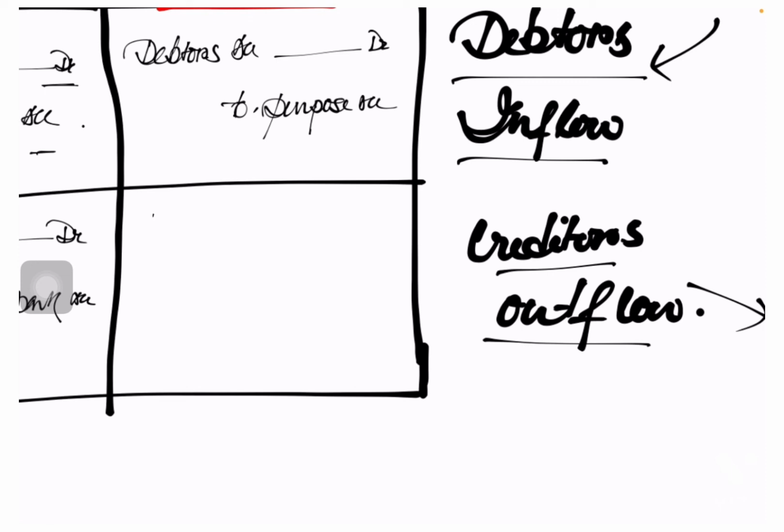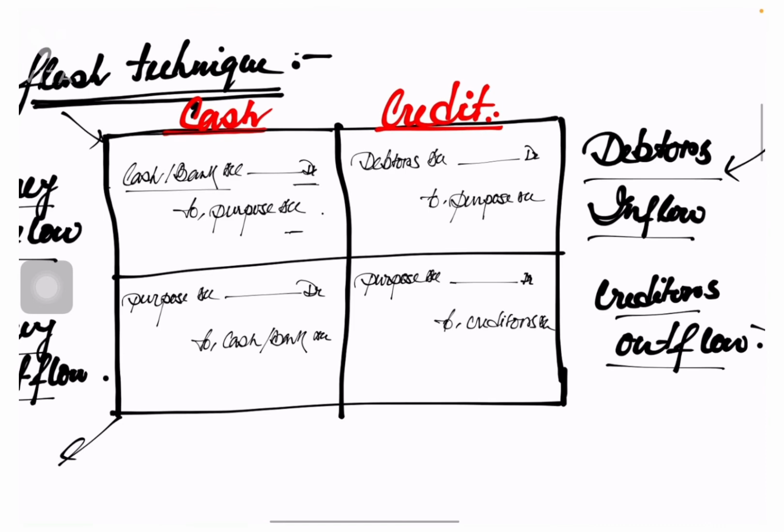Again, purpose account debit to creditor account. That simple. Purpose account debit to creditor account.